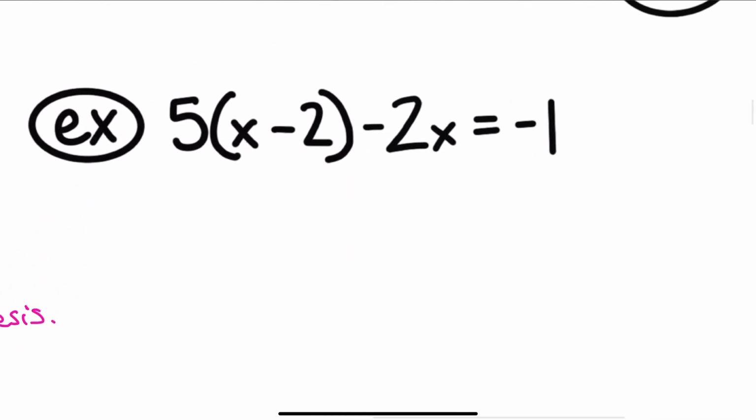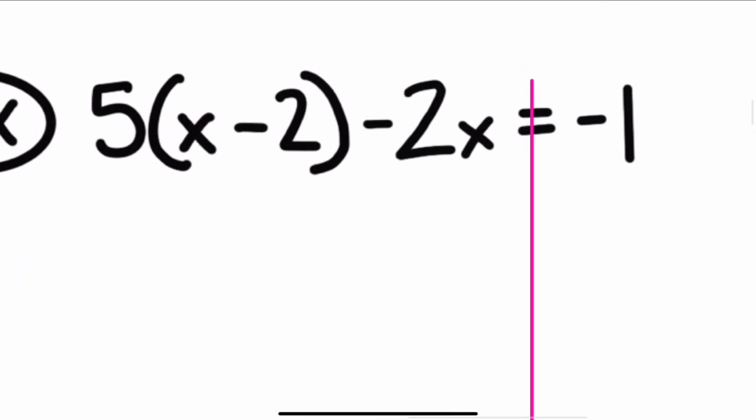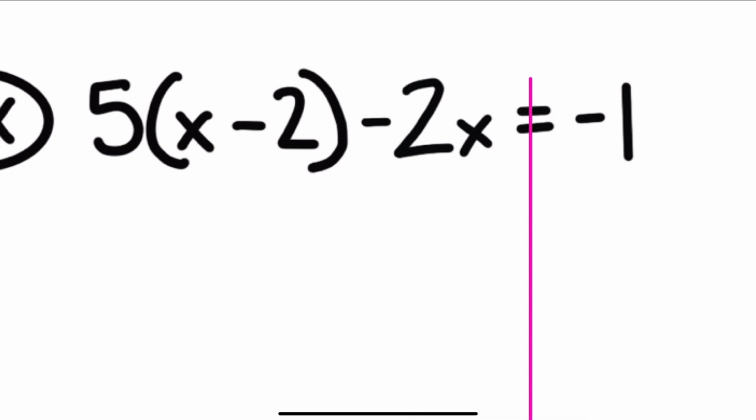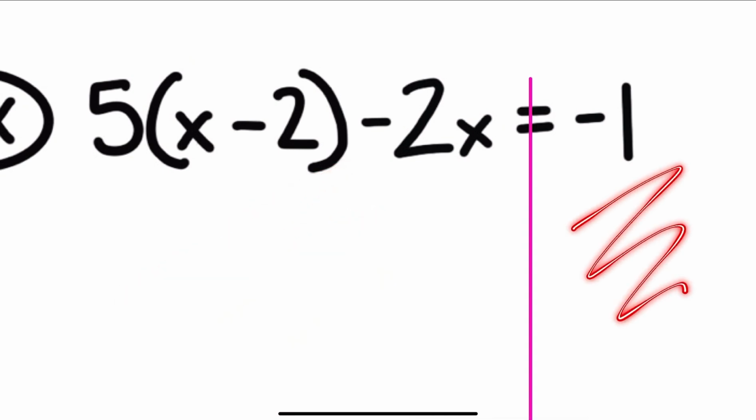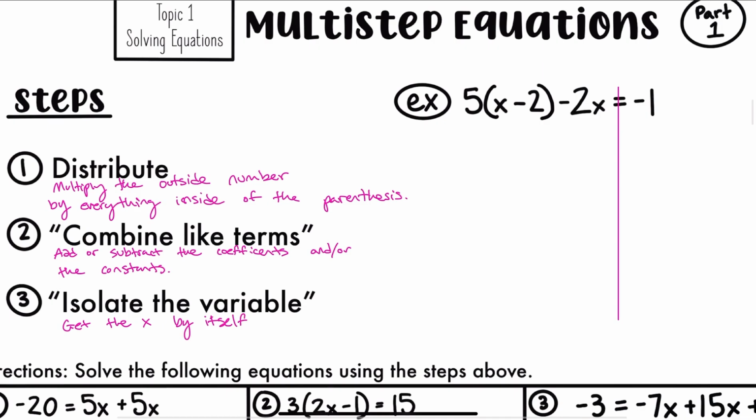Okay, here's my example. We have 5 parentheses x minus 2, close parentheses, minus 2x equals -1. Okay, cool. So first things first, I'm going to start by separating these where that equal sign is so I could show my two different sides. I got this side, and then I got this side. Now, going through those steps that we were just looking at, step number 1 was distribute. So I'm going to multiply the outside number by everything inside of the parentheses.